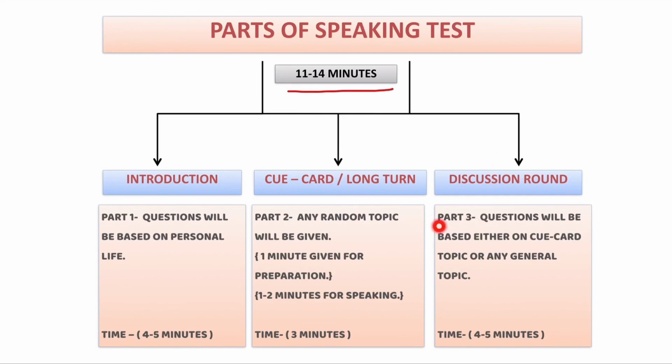Here in part 3, when you are done with your topic, in the discussion round, the questions will be based either on the cue card. For example, if any cue card topic is given to you, say talk about a successful person, now this is your cue card. Then in the discussion round, all the questions regarding success or a successful person will be asked. Or if not, any general topic will be asked to you on which you have to answer.